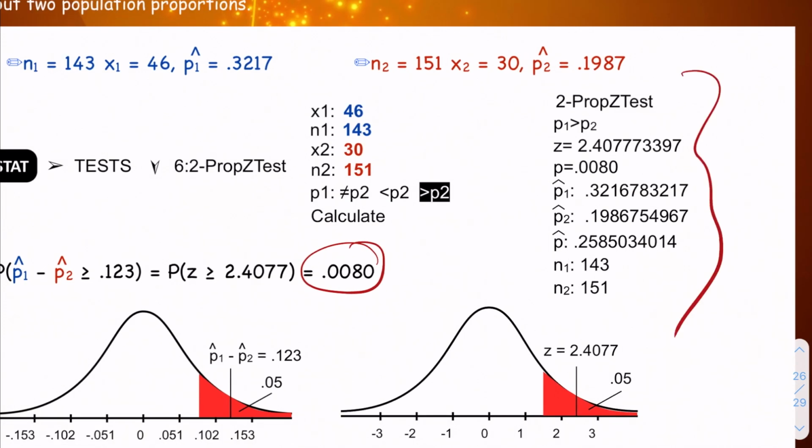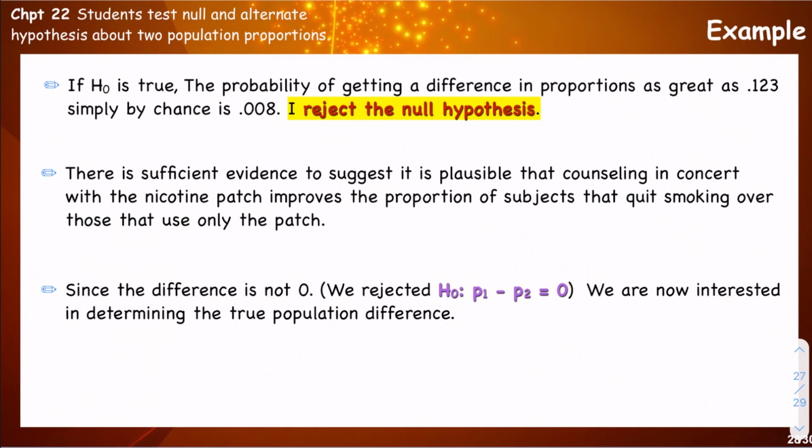Here again is our calculator printout that we ran. And now we just have to come to our conclusion. If the null were true, the probability of getting a difference in proportions as great as 0.123 simply by chance is 0.008. So we are going to reject the null hypothesis. There is sufficient evidence to suggest it is plausible that counseling in concert with the nicotine patch improves the proportion of subjects that quit smoking over those that only use the patch. Since the difference is not 0, we rejected the null. We are now interested in determining the true population difference. So build a confidence interval.